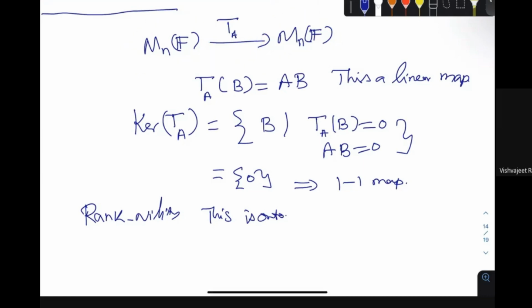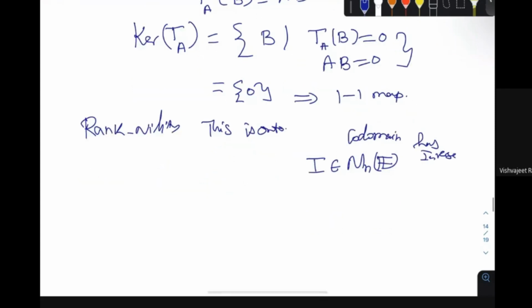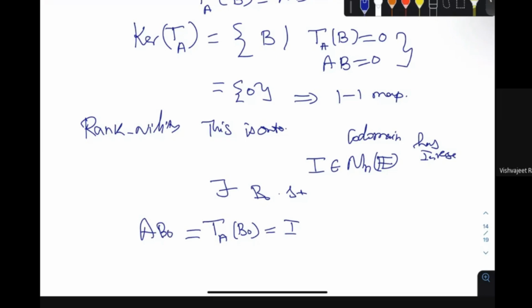This is onto also. If it is onto, what does it mean? It is onto means identity from the codomain has an inverse. What is the inverse? There exists a B such that, let me put B naught maybe, T_A of B naught is actually identity. But the definition is A B naught. So it has a right inverse. But basic linear algebra tells you that whenever there is a right inverse, automatically there is a left inverse, both are the same, right?